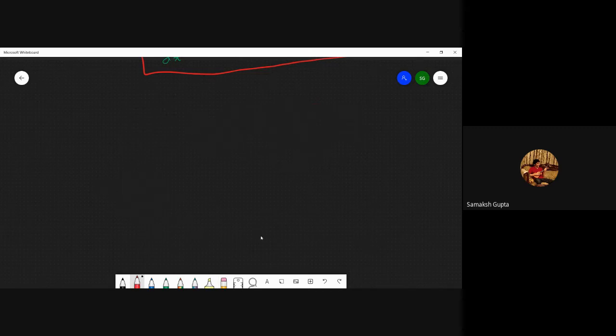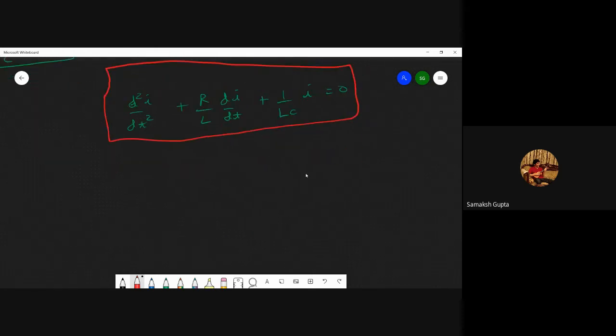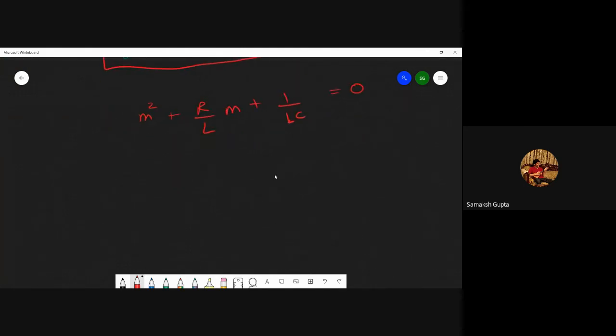So we have this differential equation, and we've seen that the characteristic equation which comes will be of the form this. Right. So now what we are supposed to do is solve for m1 and m2. So there are three cases which are possible.